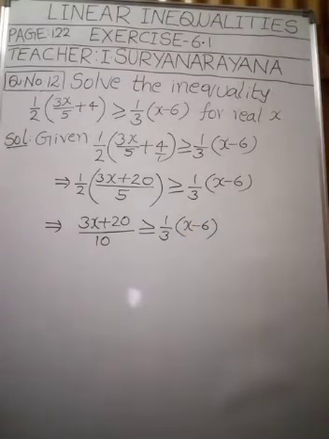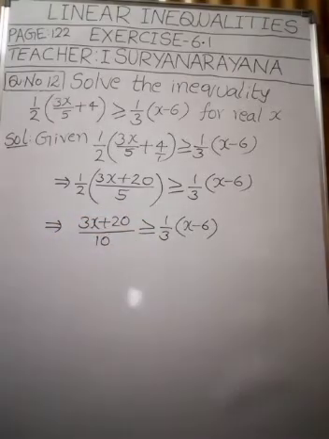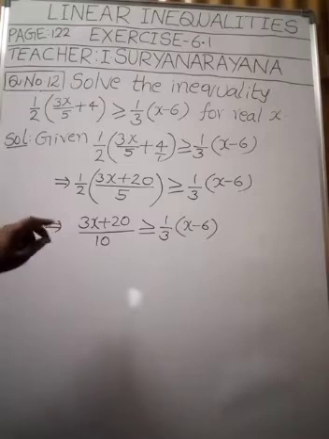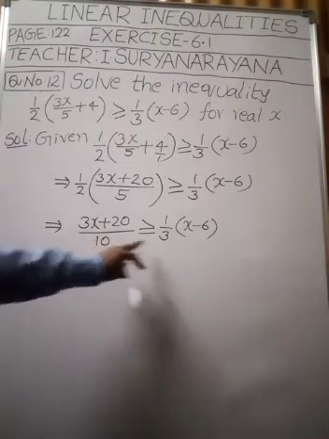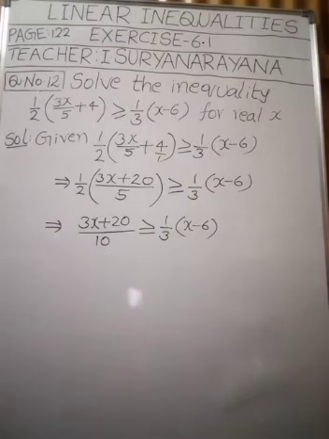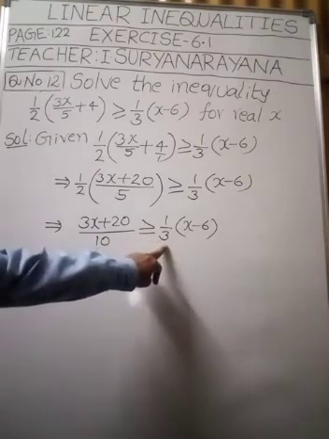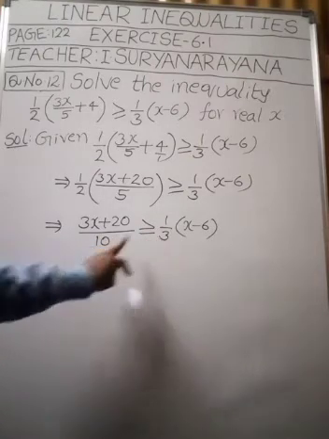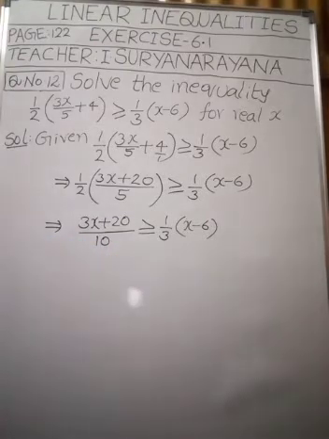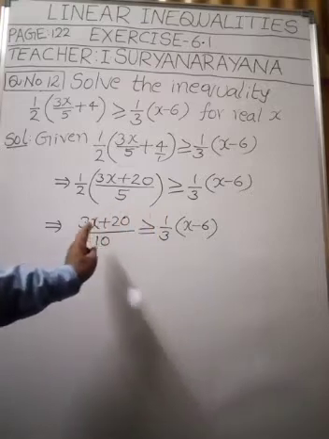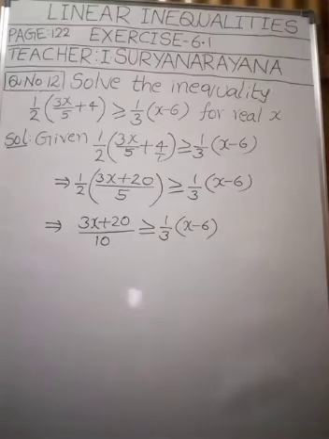Okay, my dear children. So here on both sides fractions are there. To delete the denominators, you have to take the LCM of the denominators. What is the LCM of the denominators here? For 10 and 3, these are the denominators on both sides. Now let us find the LCM. What is the LCM of these two numbers? 30. So we multiply this inequality on both sides by the LCM of these two numbers.